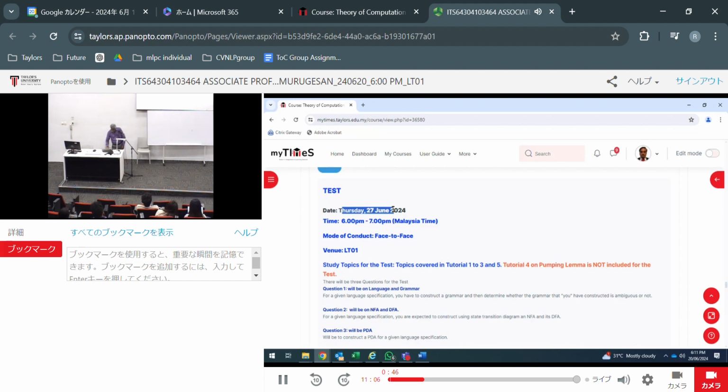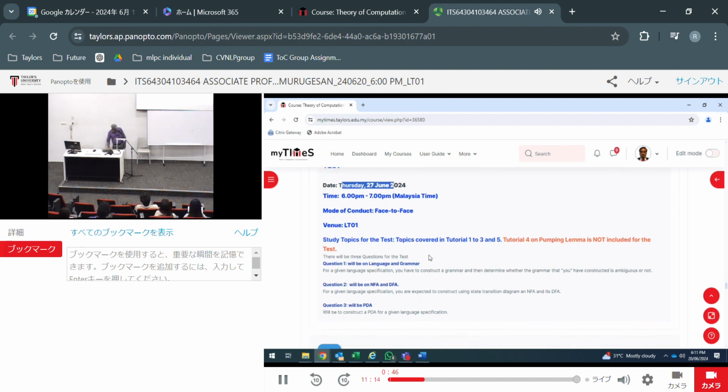So it says topics coverage: tutorial 1, 2, 3, and 5. Actually, we are discussing the 5th tutorial. The test will have 3 questions. Question 1 will be on language and grammar. Question 2 will be on NFA, DFA. Question 3 will be PDA. It also tells that for a given language specification, you have to construct a grammar, and then determine whether the grammar that you have constructed is ambiguous or not.